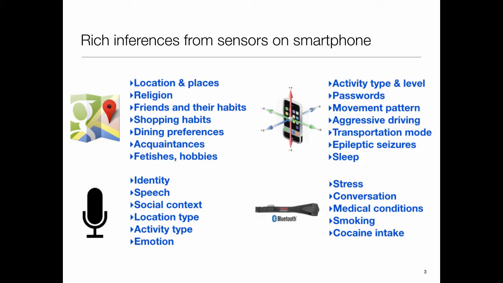Another kind of sensor is the motion sensor. There is a sensor in the mobile phone called the accelerometer sensor, which measures the linear movement of the phone or the force applied to the phone.